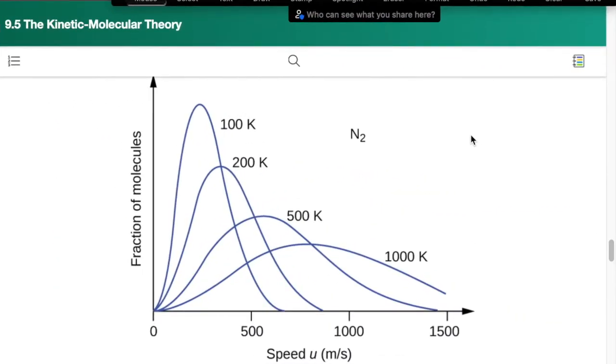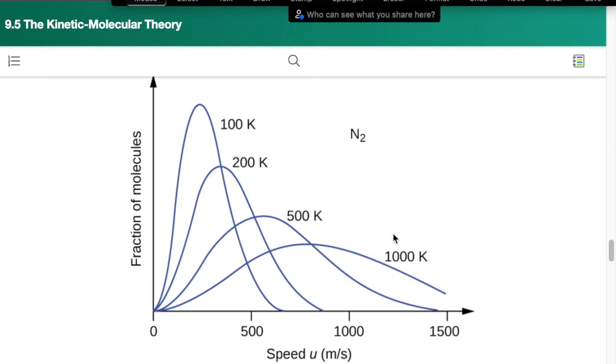So here we have a similar graph. This is using the gas nitrogen. Again, we're going to compare the same gas at different temperatures because both the mass of the gas and the temperature affect this distribution. So we want to change just one thing at a time. So here we have the same gas but at different temperatures. As you increase the temperature, the average speed is going to get higher and higher, and the curve, you can see, gets flatter and more spread out.